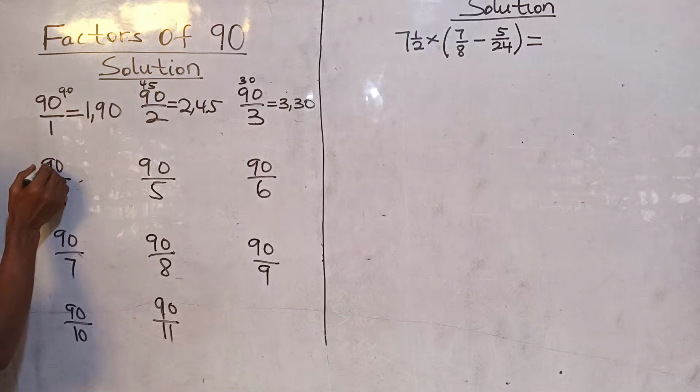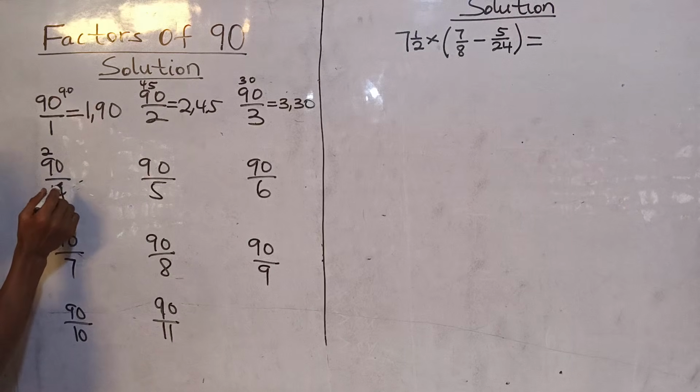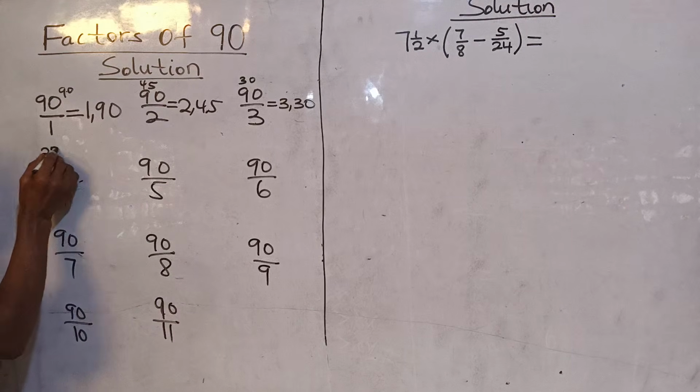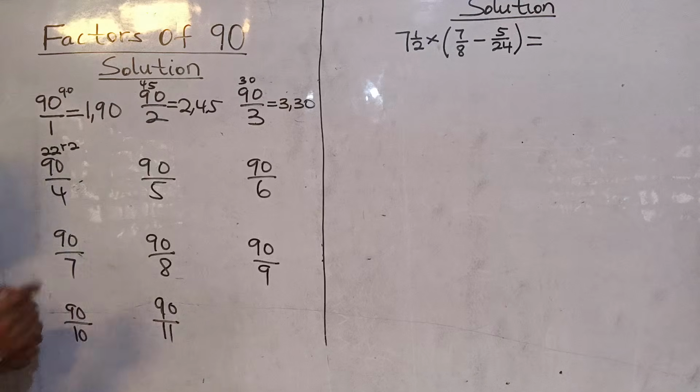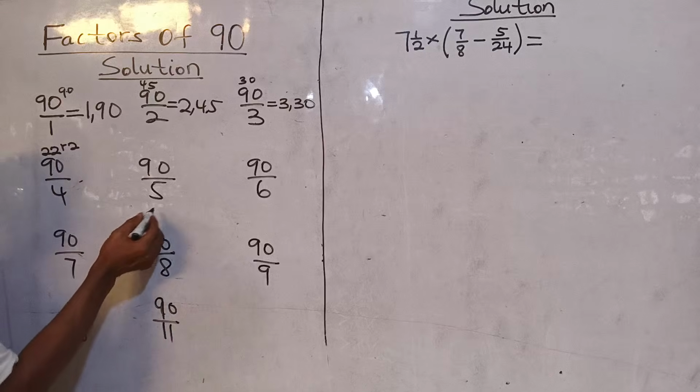4 will divide 9, 2, remainder 1. When we put it here, we get 10. 4 will divide 10, 2, remainder 2. Because there is a remainder, 4 and 22 are not factors of 90.